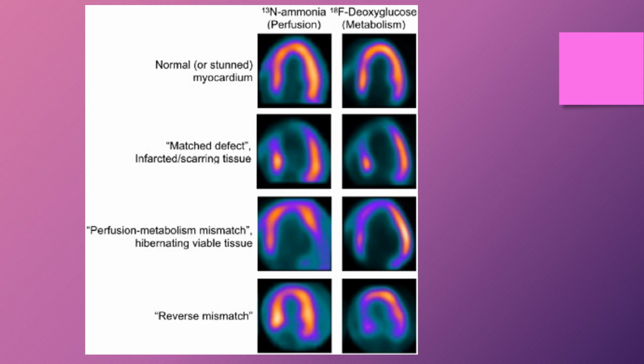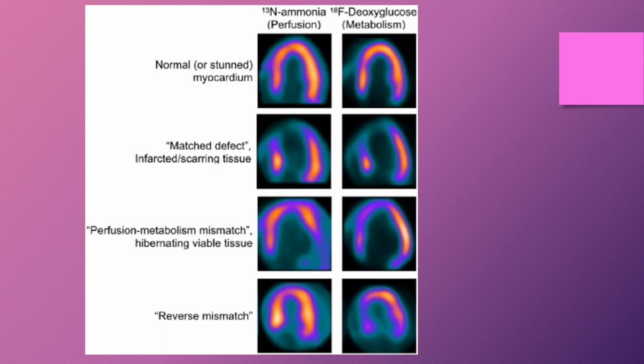So this is an example again of how the results are interpreted, and this is using nitrogen ammonia as the perfusion and FDG for the metabolism. In the top image, you see normal or stunned myocardium, and there's not necessarily any real mismatch there. With the match defect, which indicates infarcted and scarring tissue, you see right here in the apex that those defects are matching.